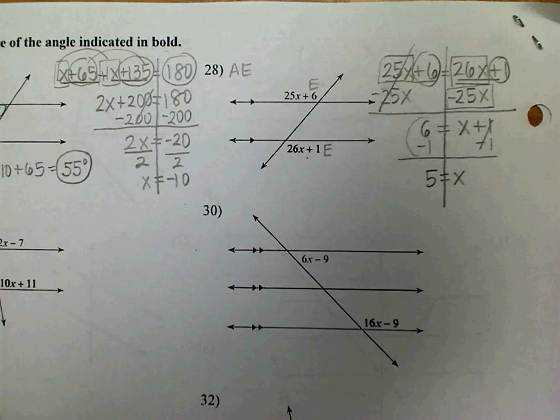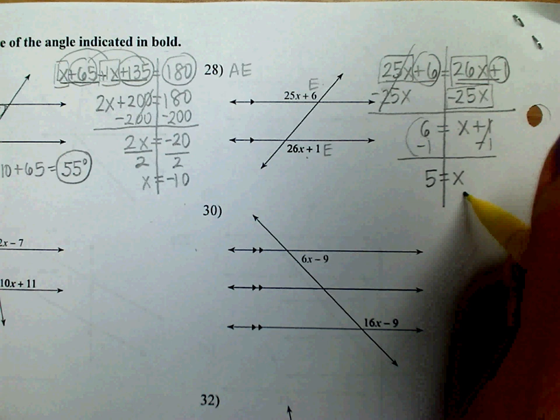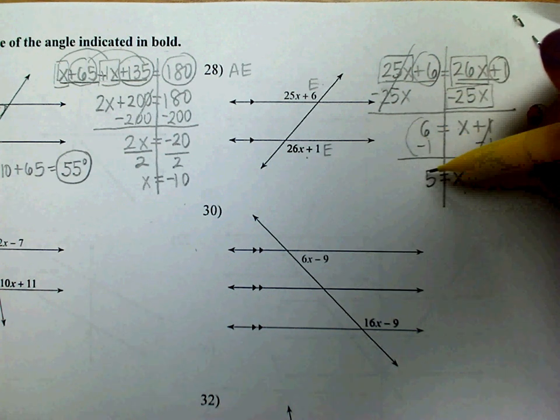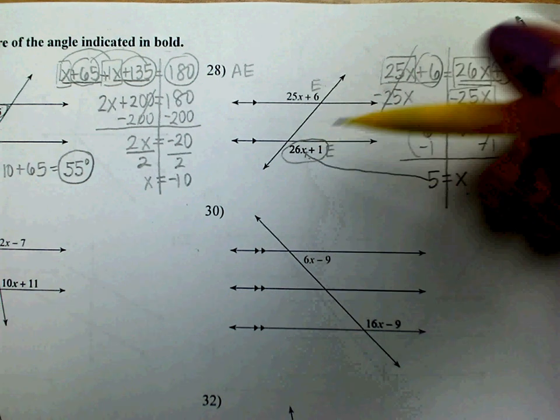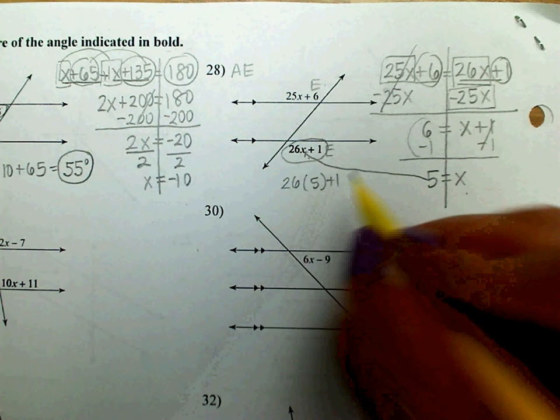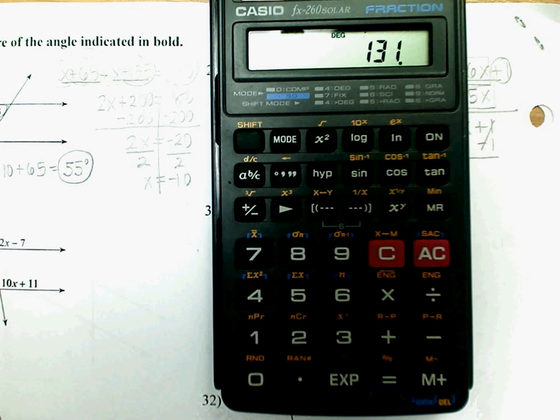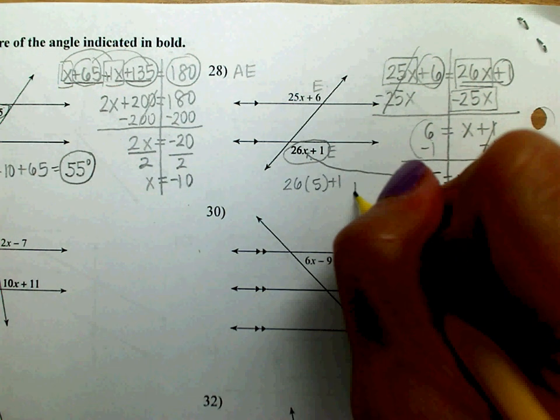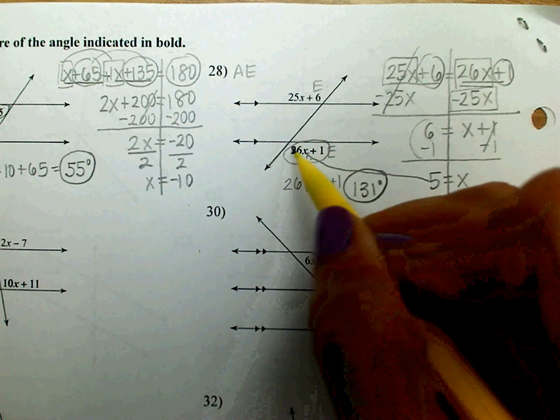That seems to look better. Okay. Anyway, then we got x equals 5, and then we are supposed to find the bold. So there, that's bold. And let's take that 26. Now this one, it's 26 times 5 plus 1. So 26 times 5 equals plus 1. Okay, so 131 degrees. Which makes sense because this is an obtuse angle, so it should be 131 degrees.